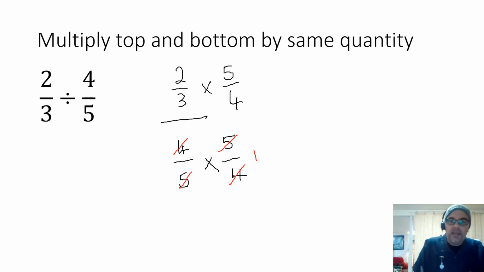Let's have a look at how that relates. The divide has turned into a multiply, just like the rule that we originally looked at, and the 4 over 5 has been flipped upside down into 5 over 4. So therefore the multiplication by the reciprocal works because of this process. This was more of an algebraic way of breaking down that concept.